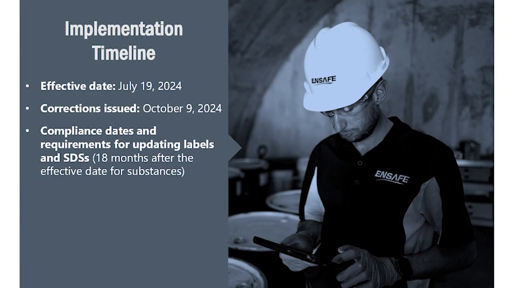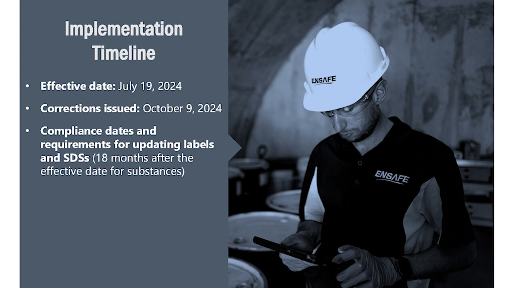So when did all this happen? While I was sleeping, I guess, because it was effective July 19th of 2024. And then by October, they already had to issue a bunch of corrections because what they implemented in July of 2024 had some issues. And so they issued some corrections on October 9th of 2024.